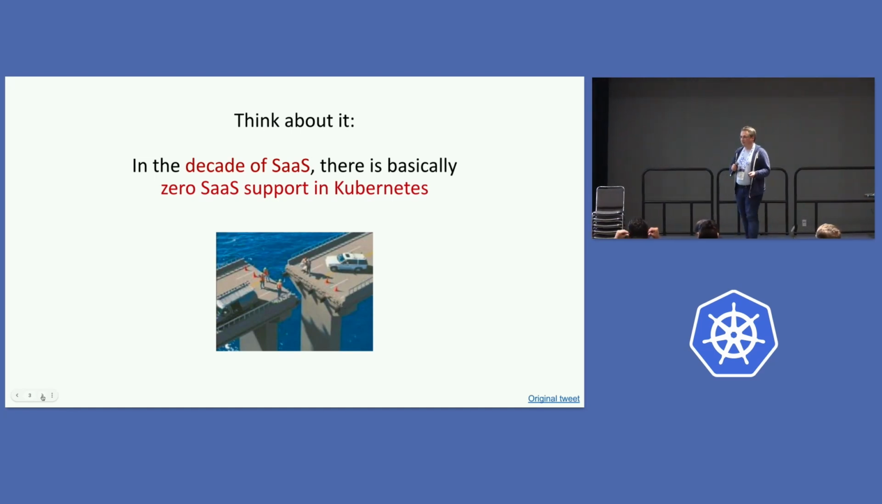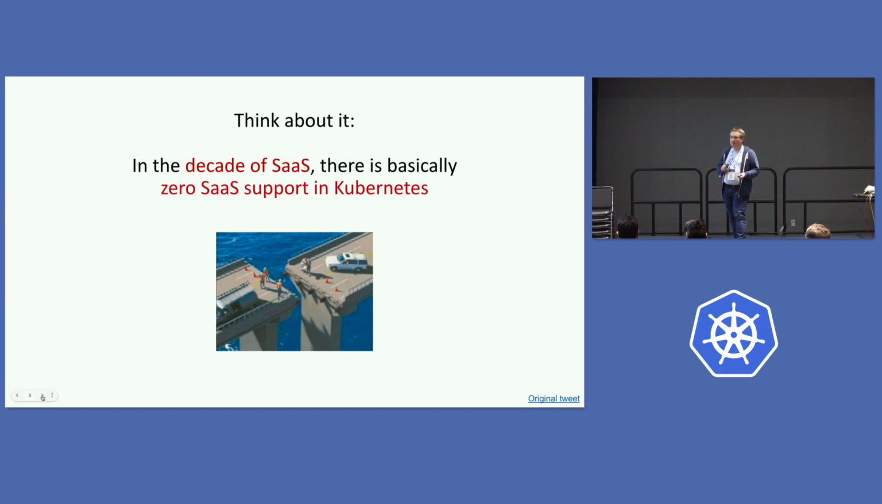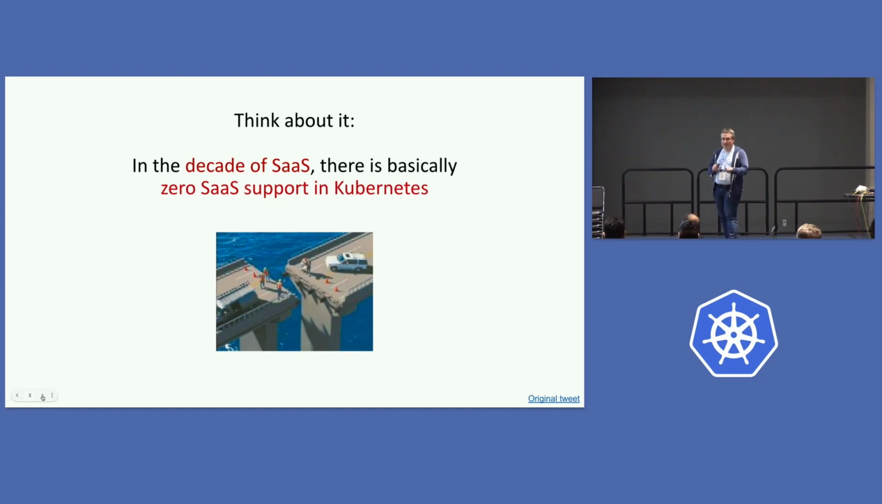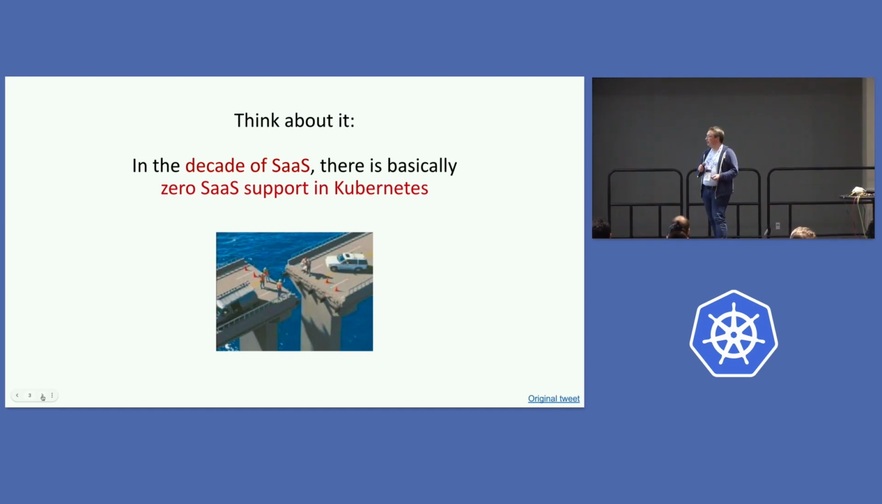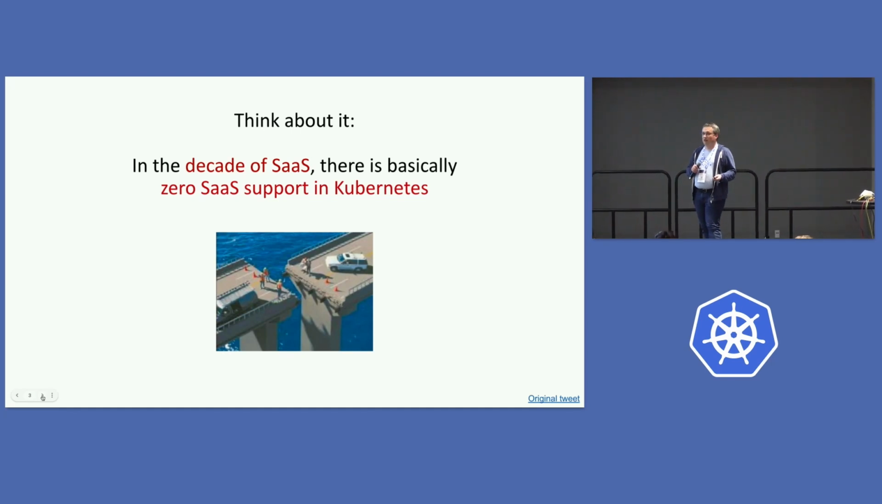If I want to have an RDS from Amazon, for example, it exists. I can click through the Amazon API and create an RDS instance and somehow get a service into my cluster. But this is all complicated. And the question was, can we make that simpler, much easier, and support SaaS in a native way?